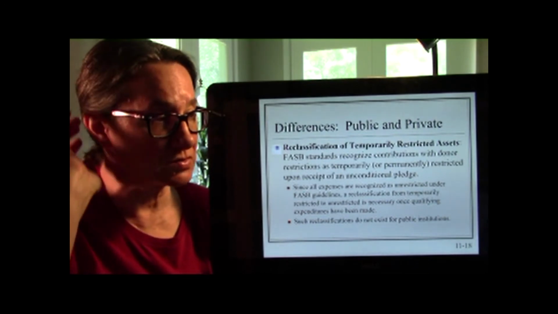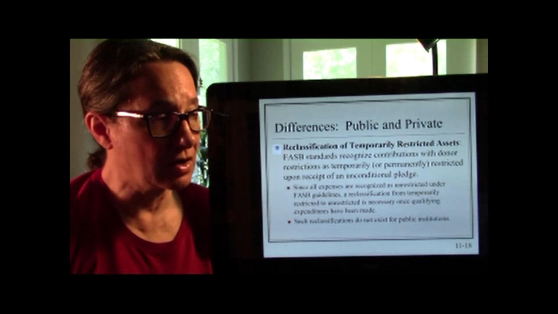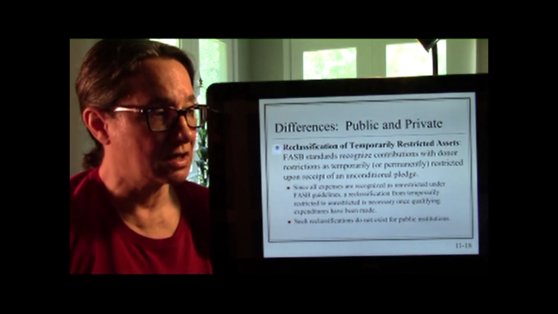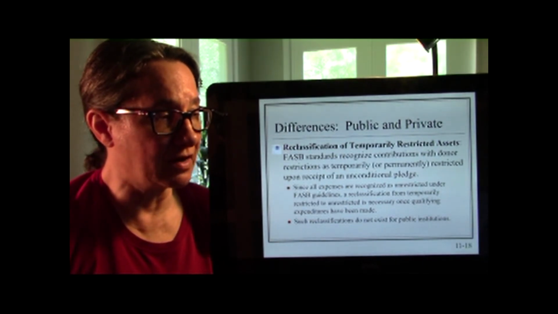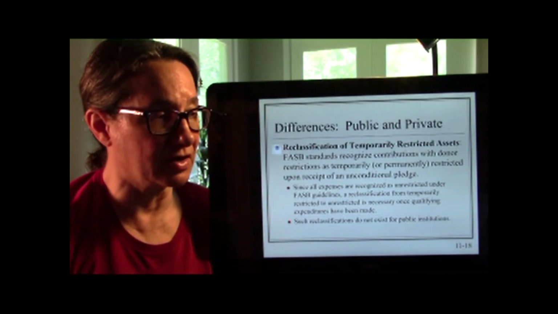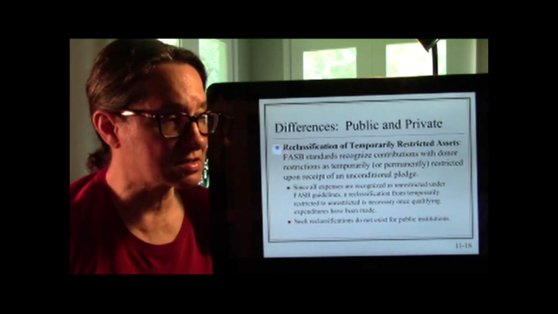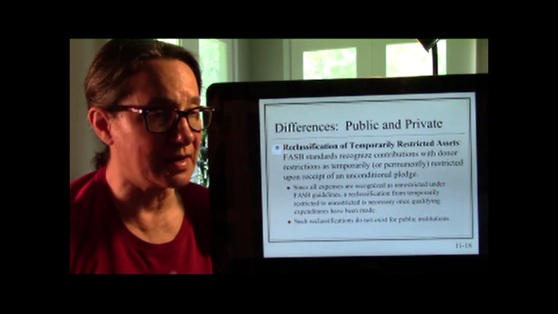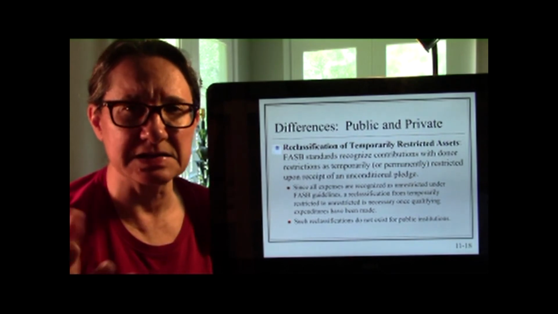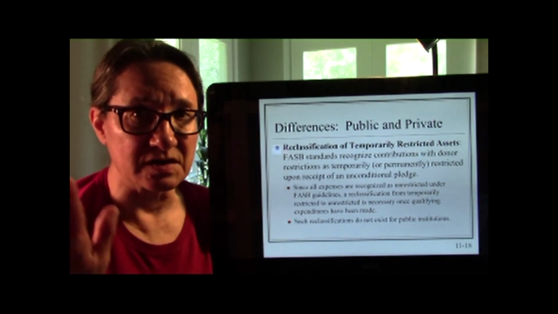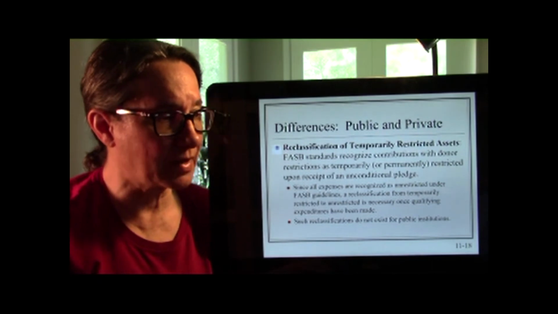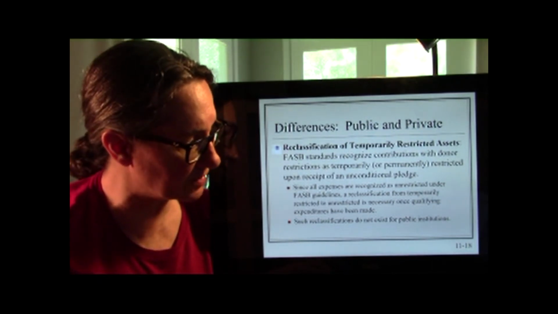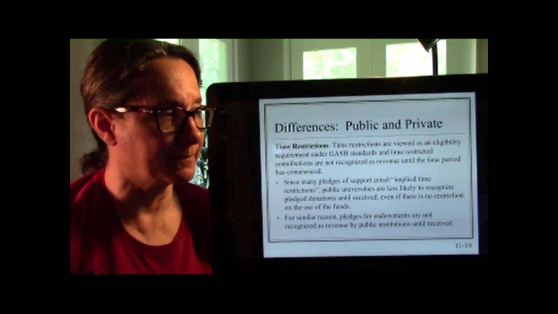So contributions with donor restrictions are either temporarily or permanently restricted upon receipt of an unconditional pledge. Small things are recognized as unrestricted under FASB, then they reclassify to unrestricted once you've made the expenditure. So the point is once it's spent, it becomes unrestricted because it's gone. Public institutions like Kingsville don't have that going on.